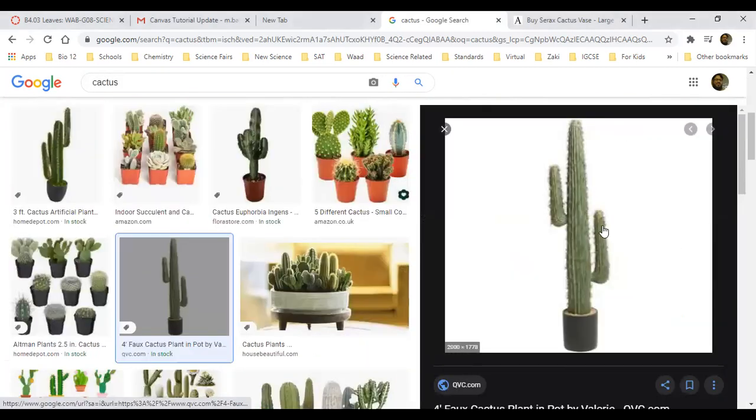They don't have the leaves. That's what I'm trying to say. They have something like a hand. These are branches. They're not leaves.